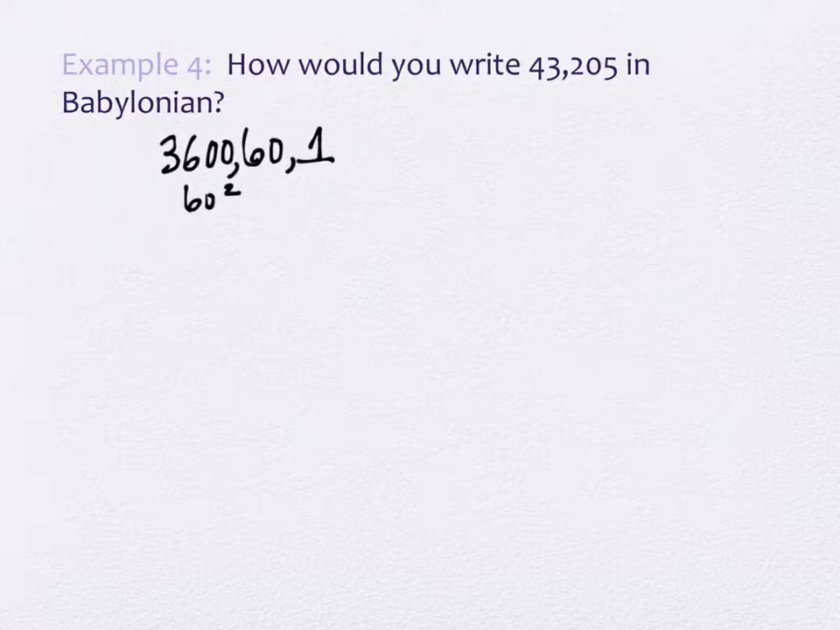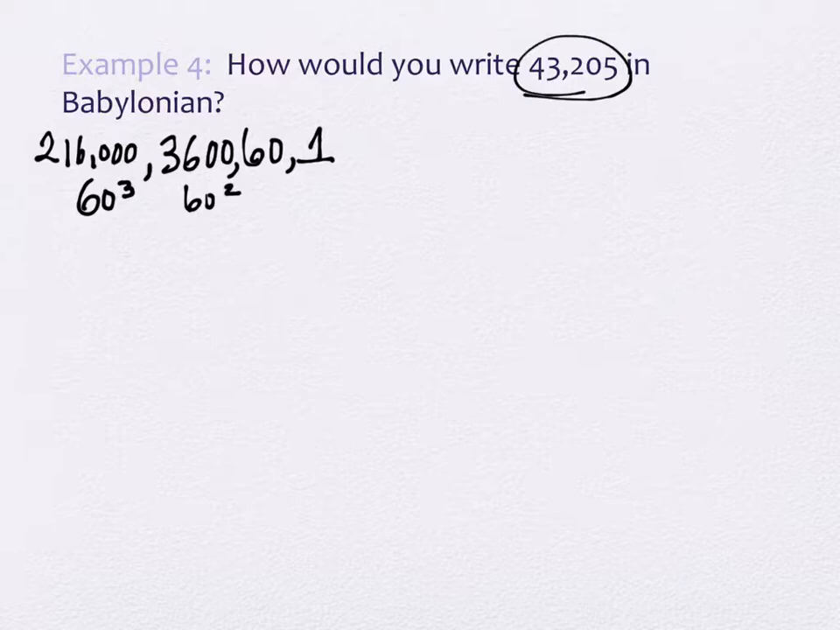I'm running out of space already. And what is 60 cubed, the next place? It is a big number: 216,000. And I'm going to stop right there, because the number we're dealing with is already smaller than the final number I just wrote down, 216,000. So here's the way that this works.